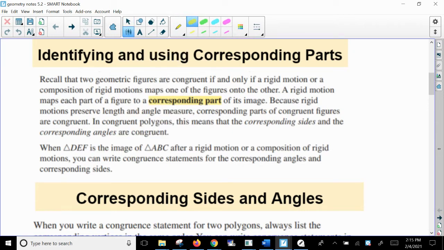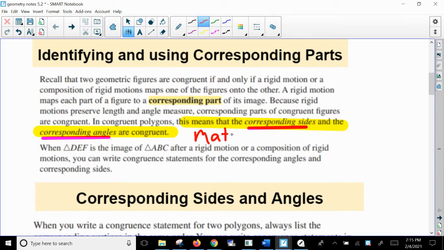The most important thing you need to remember is that if two figures are congruent, that means their corresponding sides and angles are congruent. When they say corresponding sides and angles, think matching, okay? Matching sides and angles.